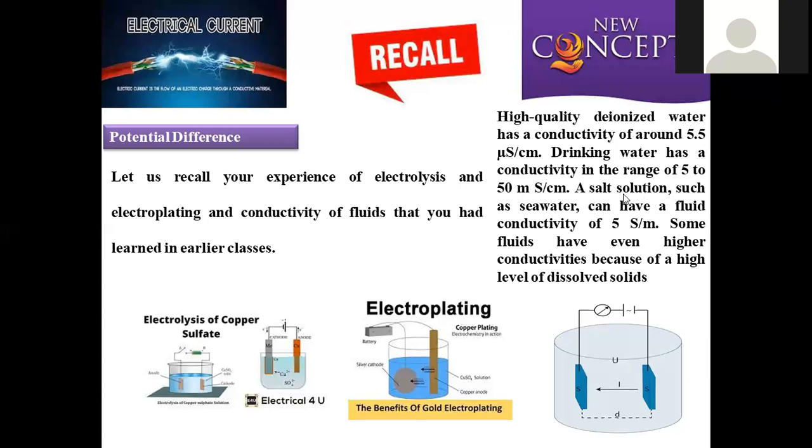Taking a simple, familiar example, a salt solution such as sea water, the fluid conductivity is extremely large because the salt content is extremely large. Minerals are extremely high and ions are mobile, so they certainly pass current to a larger extent. Some fluids have even higher conductivities because of a high level of dissolved solids. So here solubility, number of ions and speed of ions are the main criteria for measuring the conductivity of various fluids.